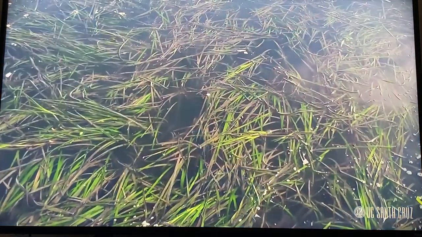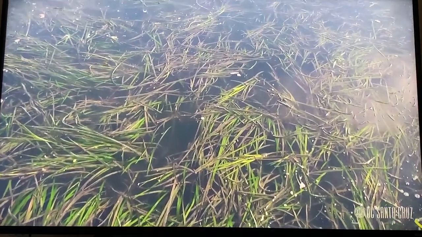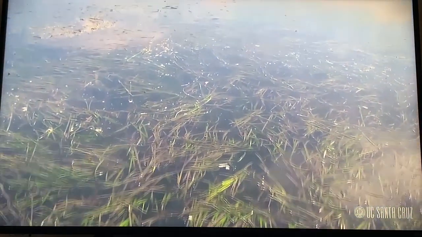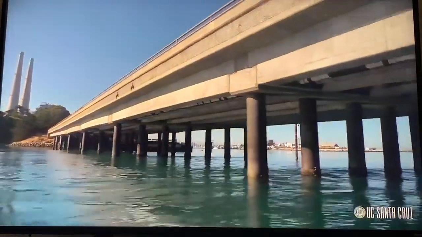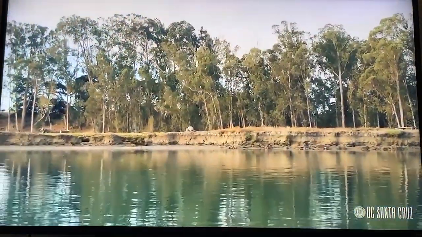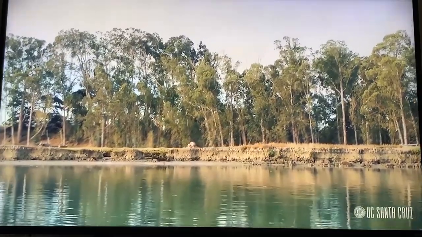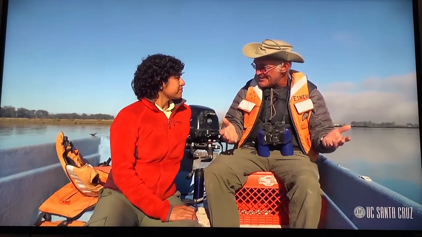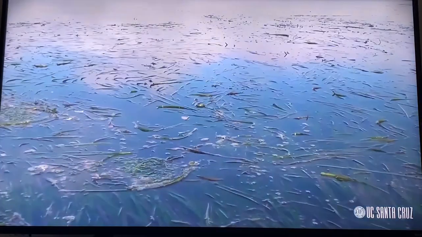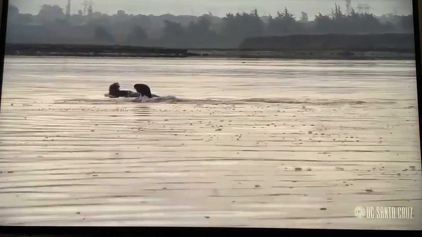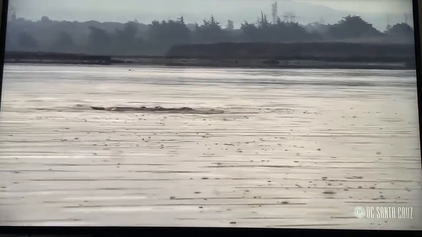Eelgrass is perfect for Elkhorn Slough. It slows down the currents, which enables more sediment to come out. Our ebb tides are stronger than our flood tides, so we're losing sediment. The eelgrass beds help hold that sediment, and it's an ideal nursery. It's a habitat for all kinds of fishes that are out in the ocean. They grow right here in these eelgrass beds. Ironically, bringing the top predator back, which is the otter here, that trophic cascade is back in play. Otters eat the crabs, slugs survive, eelgrass thrives.